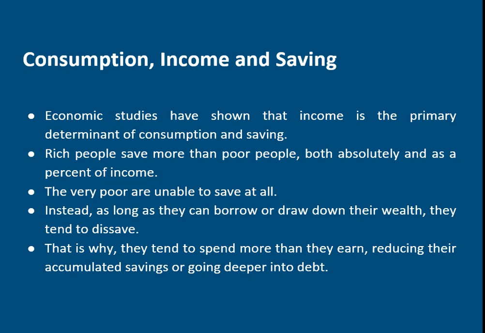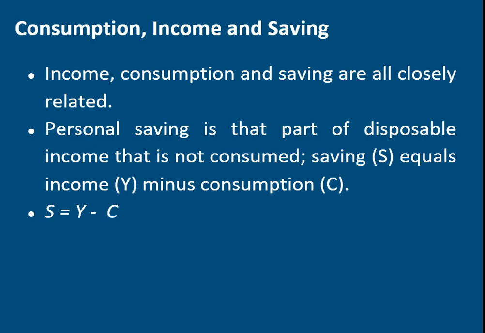In today's lecture, we are going to discuss the relation between consumption, income and saving. Basically, consumption, income and saving are very closely related. Personal saving is that part of disposable income that is not consumed. So saving equals income minus consumption. S equals Y minus C. Here S is saving, Y is income and C is consumption. So when we subtract consumption from income, the remainder gives us saving. So saving, income and consumption are related to each other.